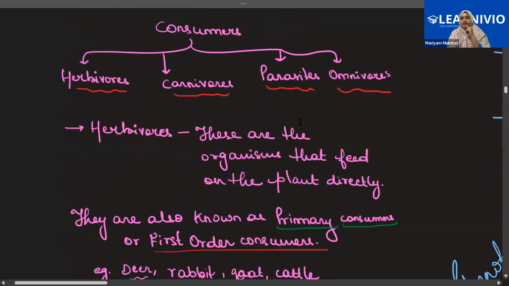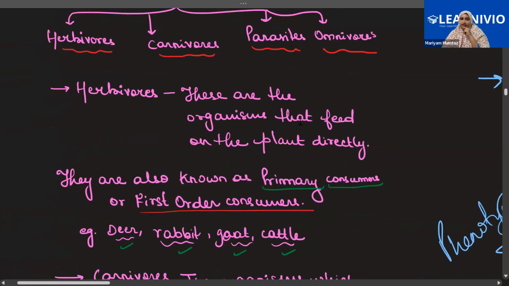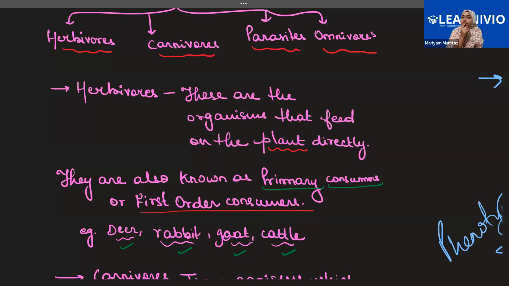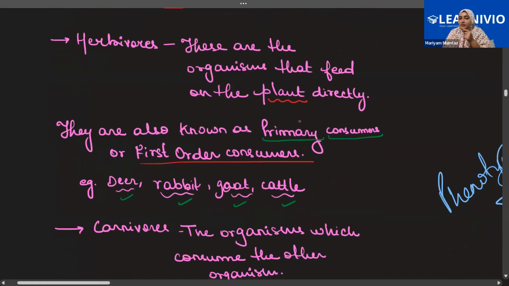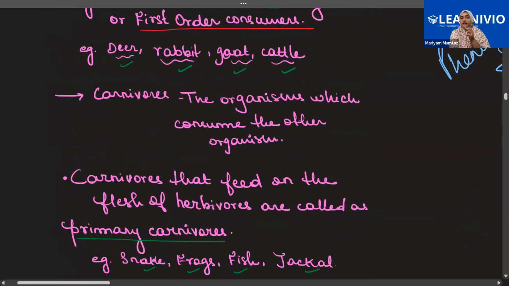All right, now moving forward, let us see the first, that is the herbivores. Now, all of you know about herbivores already, right? These are the organisms that feed on the plant directly. So they are the primary consumers, right? They are the ones that directly feed upon the plants or the producers. The herbivores are also known as the primary consumer or the first order consumer. The organisms that would come under this would be deer, rabbit, goat, cattle, all of the examples that you people already know. After that comes the carnivores.